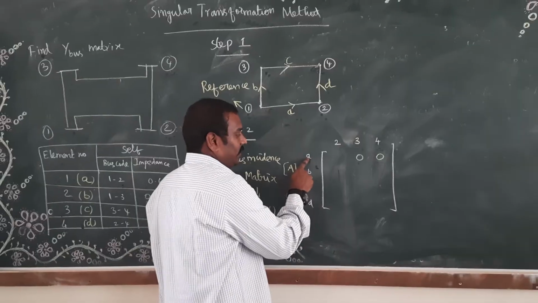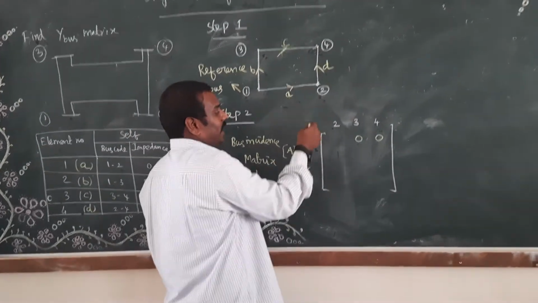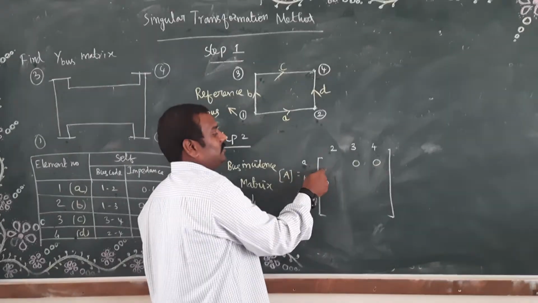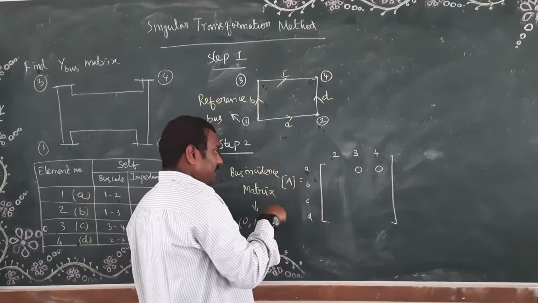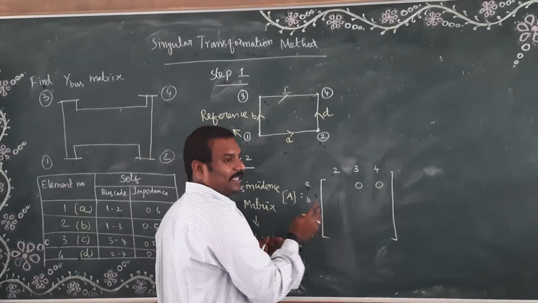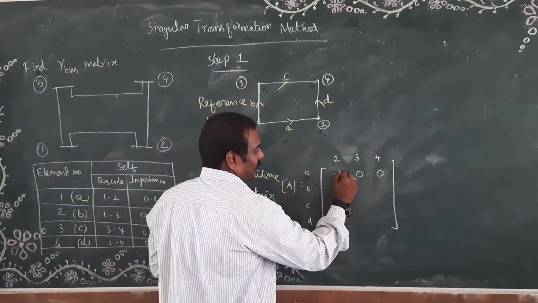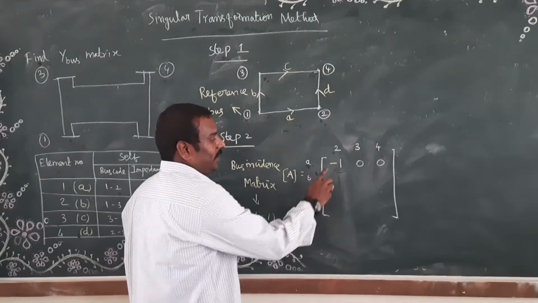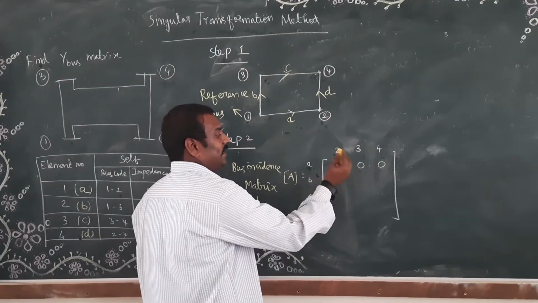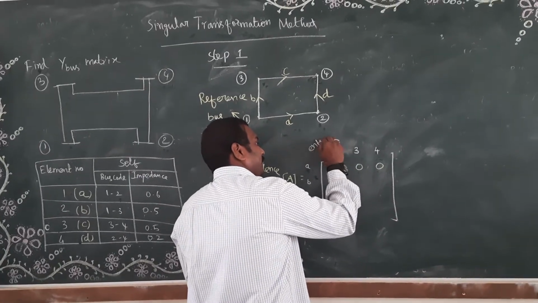The edge A is related with only the second bus, since the first bus is the reference bus. So for the second bus, I have to fill 1 or minus 1. How to find which? When it is entering a node, it has to be minus. When it is leaving, it has to be plus. So I am writing minus 1 here. Why is it minus 1? Since it is entering. You can write here: entering.